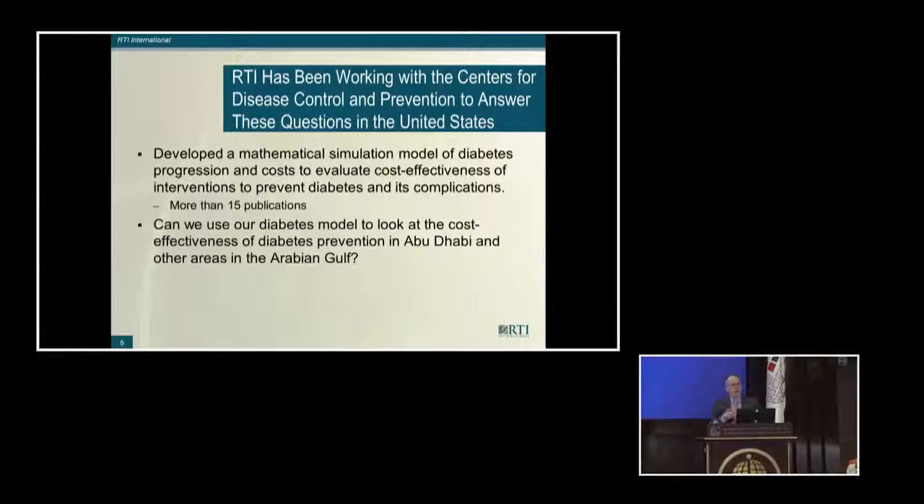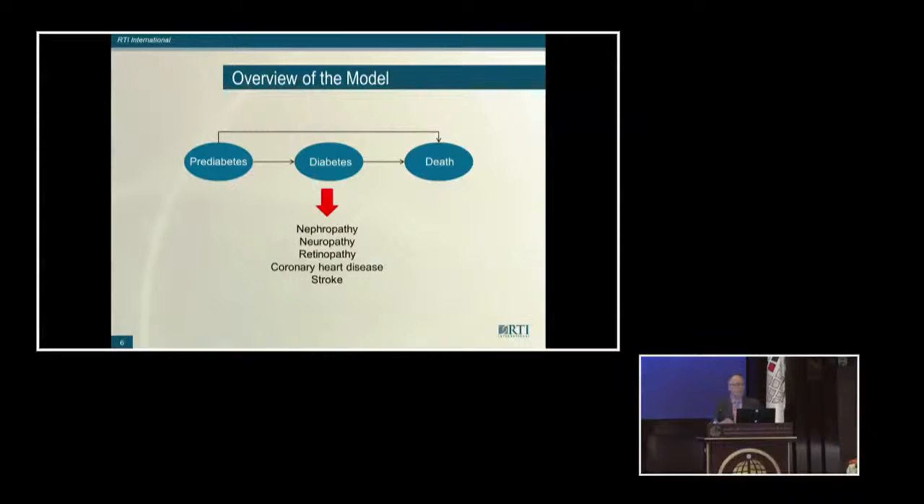So we asked the question, could we use our diabetes model to look at the cost-effectiveness of diabetes prevention in Abu Dhabi and possibly in other areas in the Arabian Gulf? So it's a very complicated mathematical model that's programmed in a language called C++. I won't bore you with the details, but basically this gives a really brief synopsis of the model.